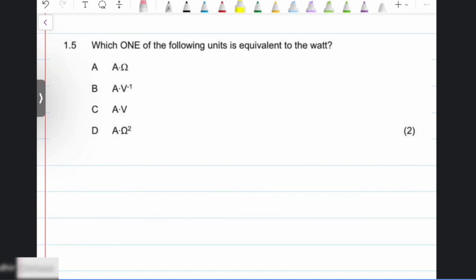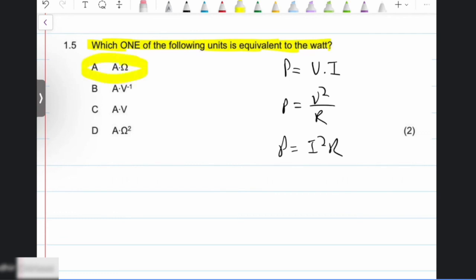Okay, so here, guys, they ask which one of the following units is equivalent to a watt. So you need to know a watt is power, and that's VI. Power is equal to V squared over R. Power is equal to I squared R. Here they're telling us that this is I times R. This is nonsense. This is I divided by V. Nonsense. This is I times V. Perfect.